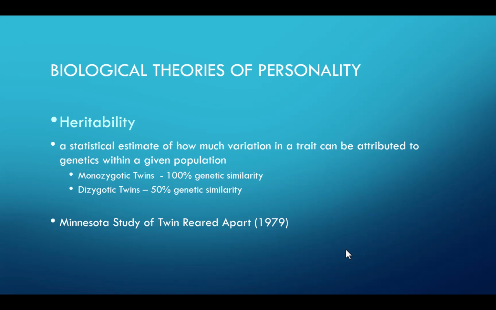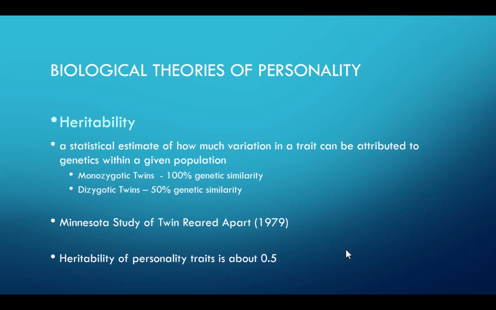But the findings of this study, as well as other studies, suggest that the heritability of personality traits is about 0.5. Again, that means that about 50% of the variation in our personality traits can be attributed to genetics, meaning the other 50% is attributed to our environment. If you want to learn more about the Minnesota twin study, there'll be a link on the Canvas page for you.